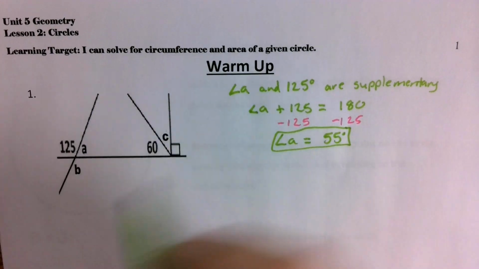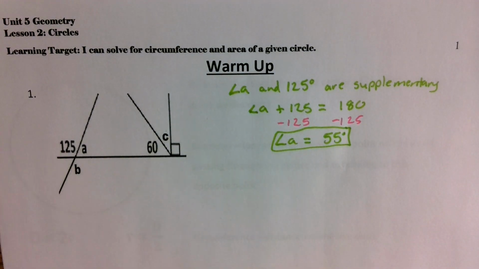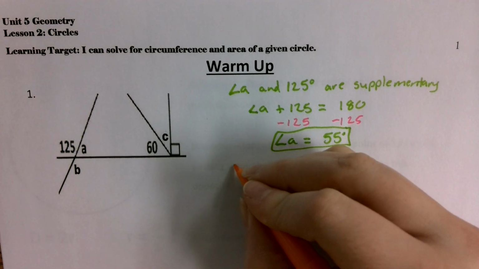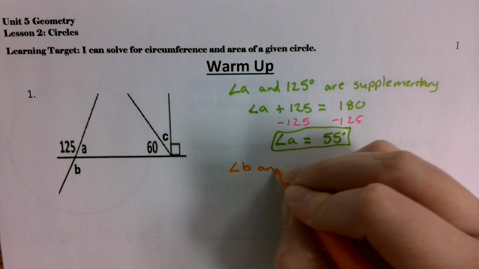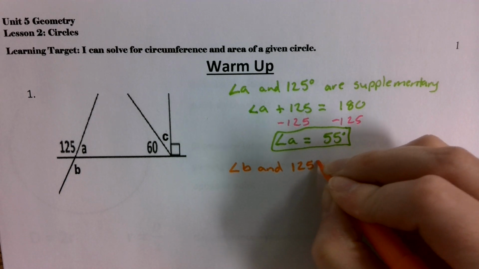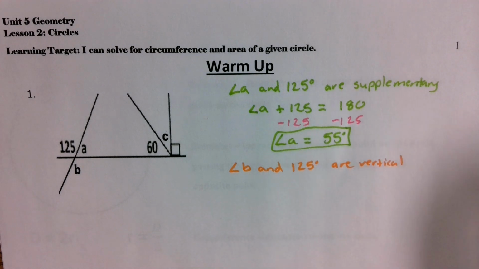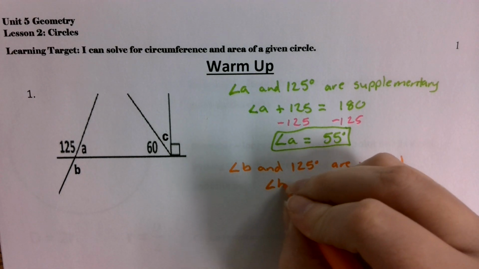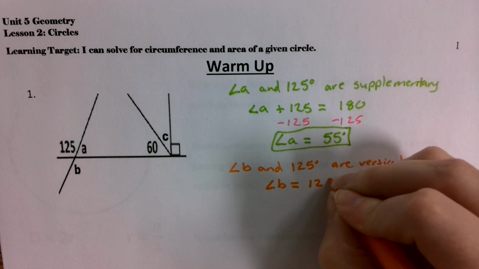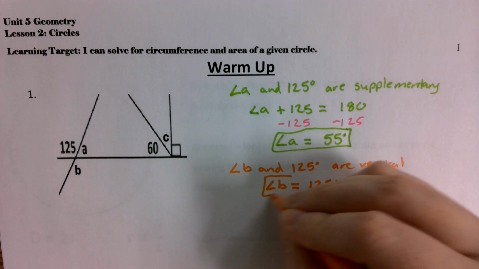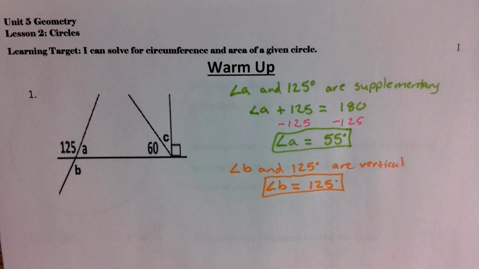Okay, what about angle B? How does angle B relate to 125 degrees? What's the relationship there? Richard? They're vertical angles. So angle B and 125 degrees are vertical, which means that they are equal. So that means angle B is going to equal 125 degrees. Plain and simple.